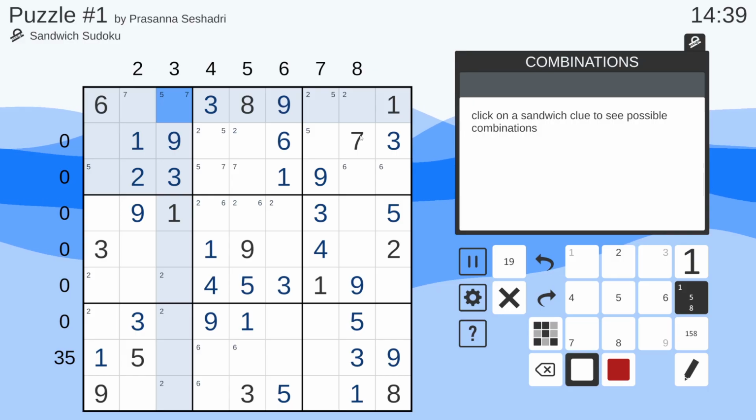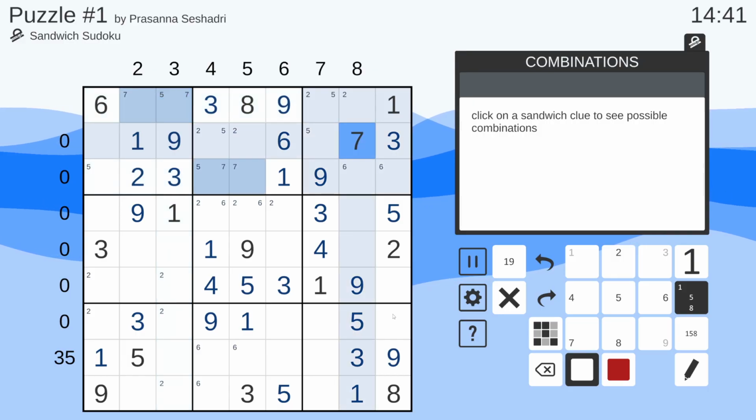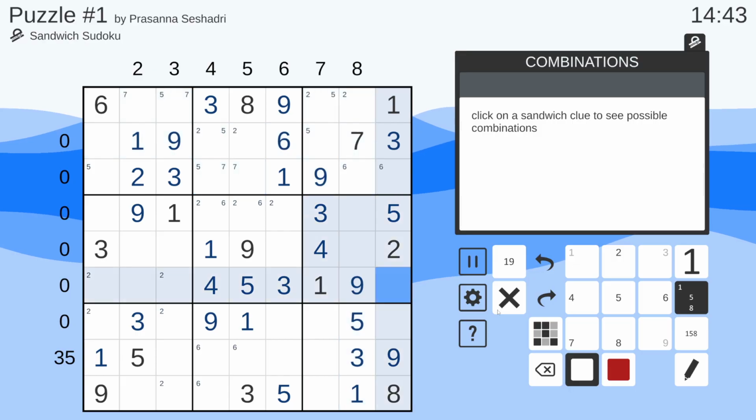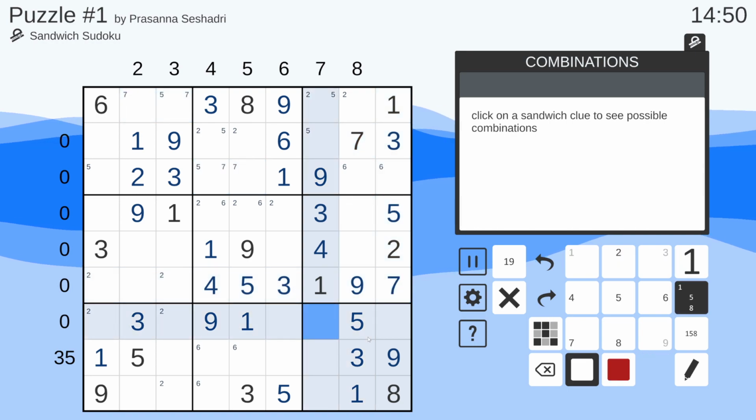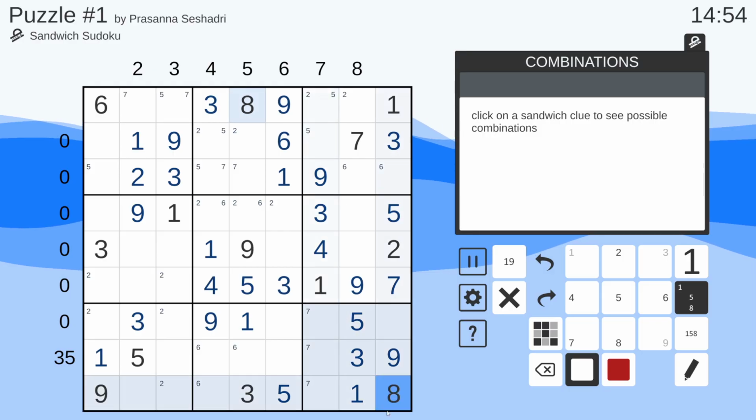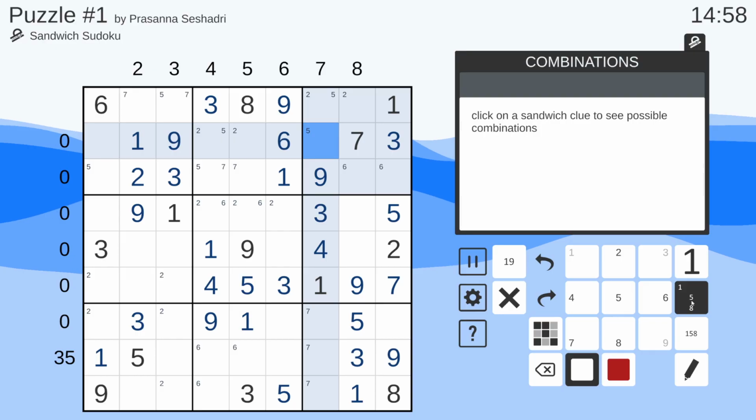We're getting a lot of pencil marks now. 7 has to go here. It has no other place in that box, so 7 is now in here somewhere. 8 is in this box. 8 is placed here.